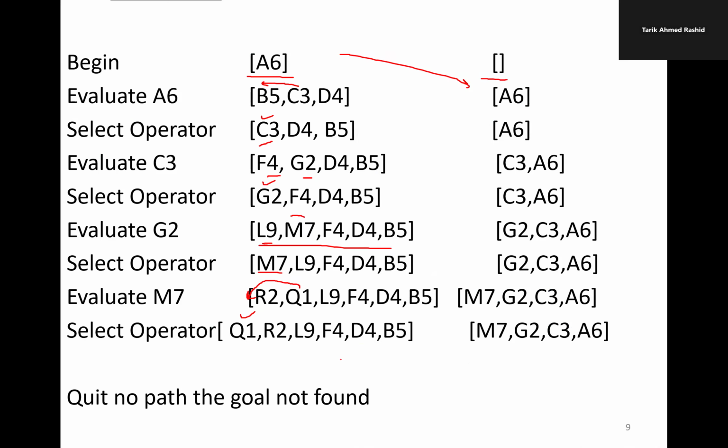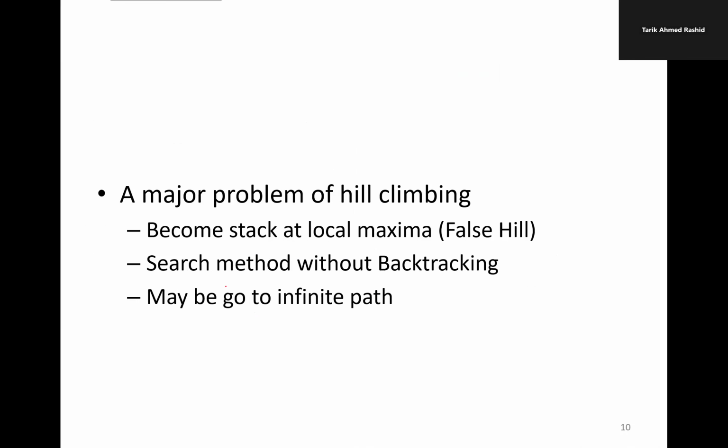This algorithm is not complete and cannot be optimal, but it's an easy way to work, and it can be modified or upgraded. There is also research on this work so that it can be improved. A major problem of hill climbing is that sometimes we get stuck at a local maximum, a false hill. It is a search method without backtracking.